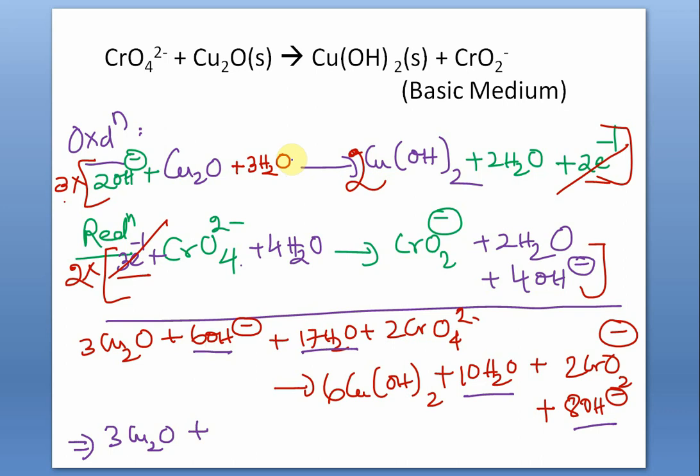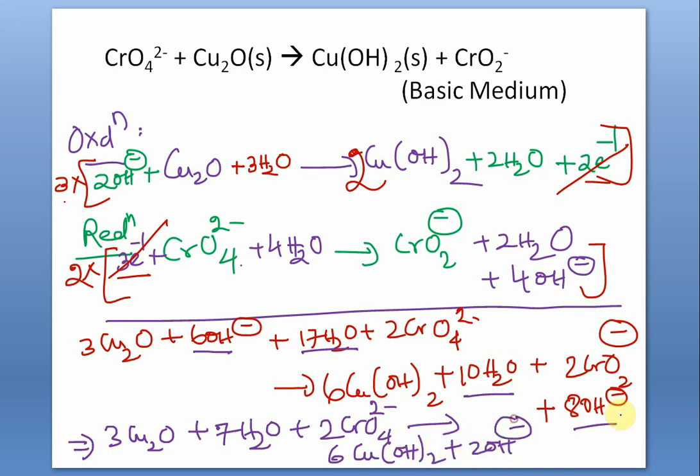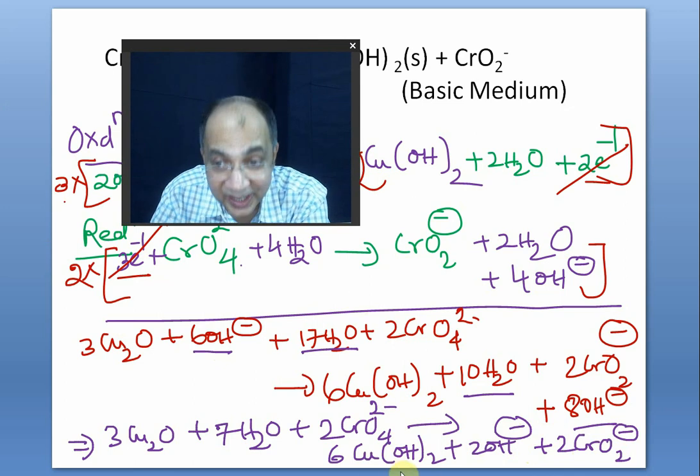But this is the partial equation method for ionic equations. So water is 17 and this is 10, so the excess water is 7 here. So 7 water plus 2 chromate ion gives 6 cupric hydroxide plus 2 OH minus, because this is 8 OH minus, 6 OH minus, 2 OH minus, plus 2 chromate ion. Let us please check whether it is really correct or not.